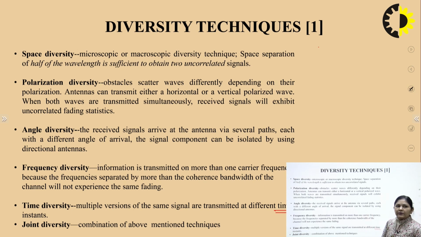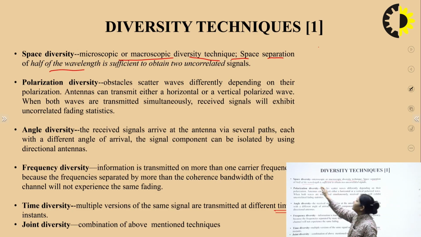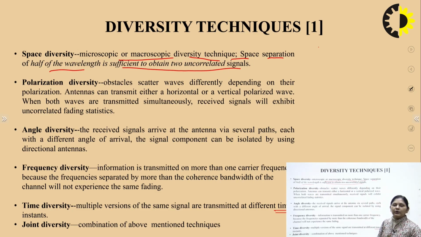Now, we can divide the diversity techniques into space diversity, polarization diversity, angle diversity, frequency diversity, and time diversity. Another term is joint diversity, which can be the combination of any two of these diversities. Now, what is space diversity? It is a microscopic or macroscopic diversity technique. Space separation of half of the wavelength is sufficient to obtain two uncorrelated signals. So, there will be a difference of half of a wavelength between the two signals in the case of space diversity.